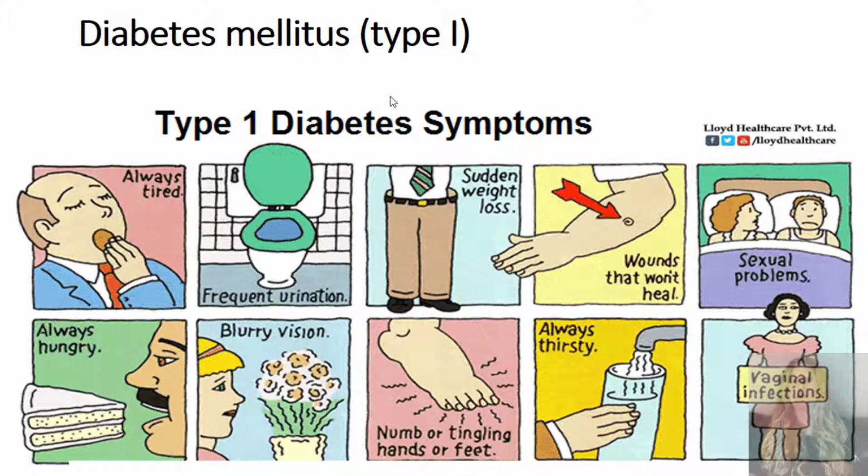Some of the symptoms involved with type 1 diabetes include fatigue, frequent urination, weight loss, wounds that might not heal, possible vaginal infections and sexual problems, increased thirst, tingling or numbness in the hands and feet, blurred vision, and increased appetite.